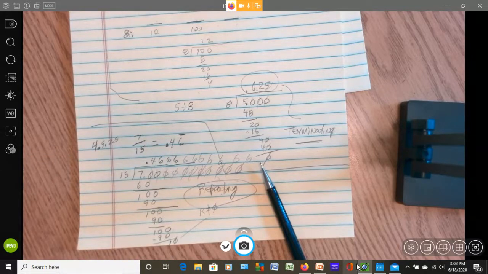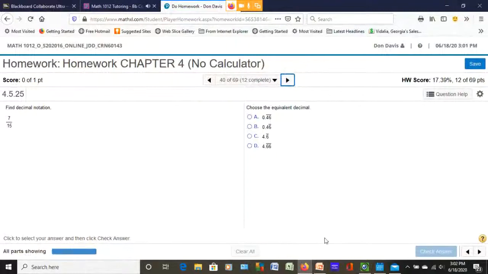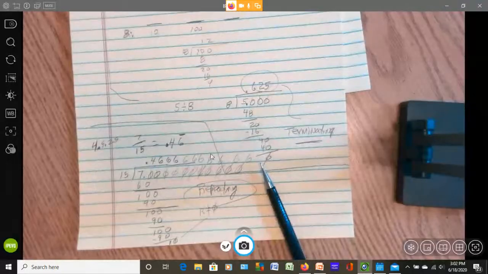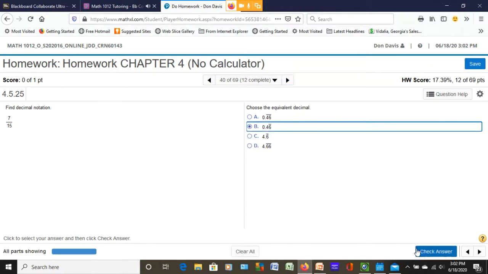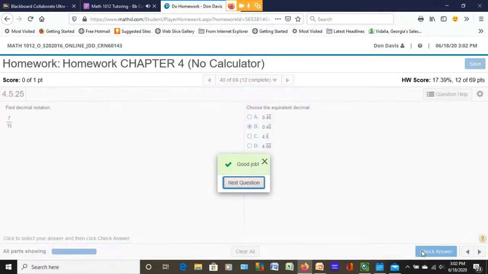Okay, so let's go back to Math Excel and notice we got some choices here. Now, what was our answer? Our answer was 0.4 with the 6 repeating. Now, they're kind of subtle in Math Excel. This one would say the 4 6 repeats. No, that's not what it is. This one would say it's a whole number, and then no that. I don't think we need to do that. I think it's this one right here. Do you see? They're kind of tricky in Math Excel. Good job.